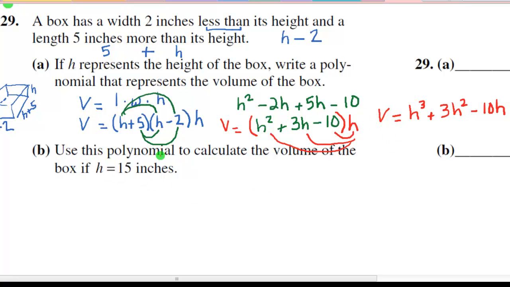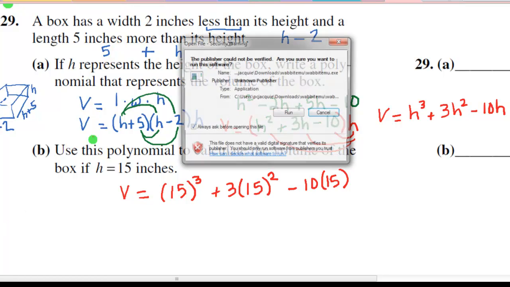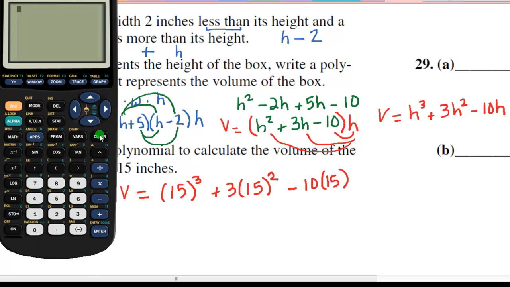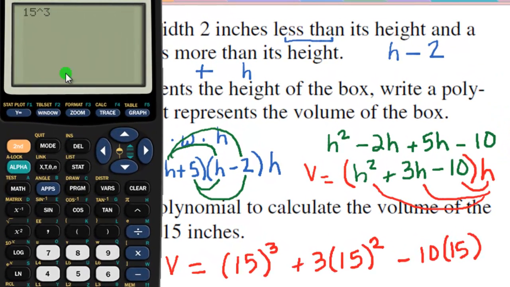Okay, part B says, use this polynomial to calculate the volume of the box if h is 15 inches. So volume equals h cubed plus 3h squared minus 10 times h. So now it's time to take out our calculator. And so we need 15 cubed. Remember the caret? That means for exponents, for power.